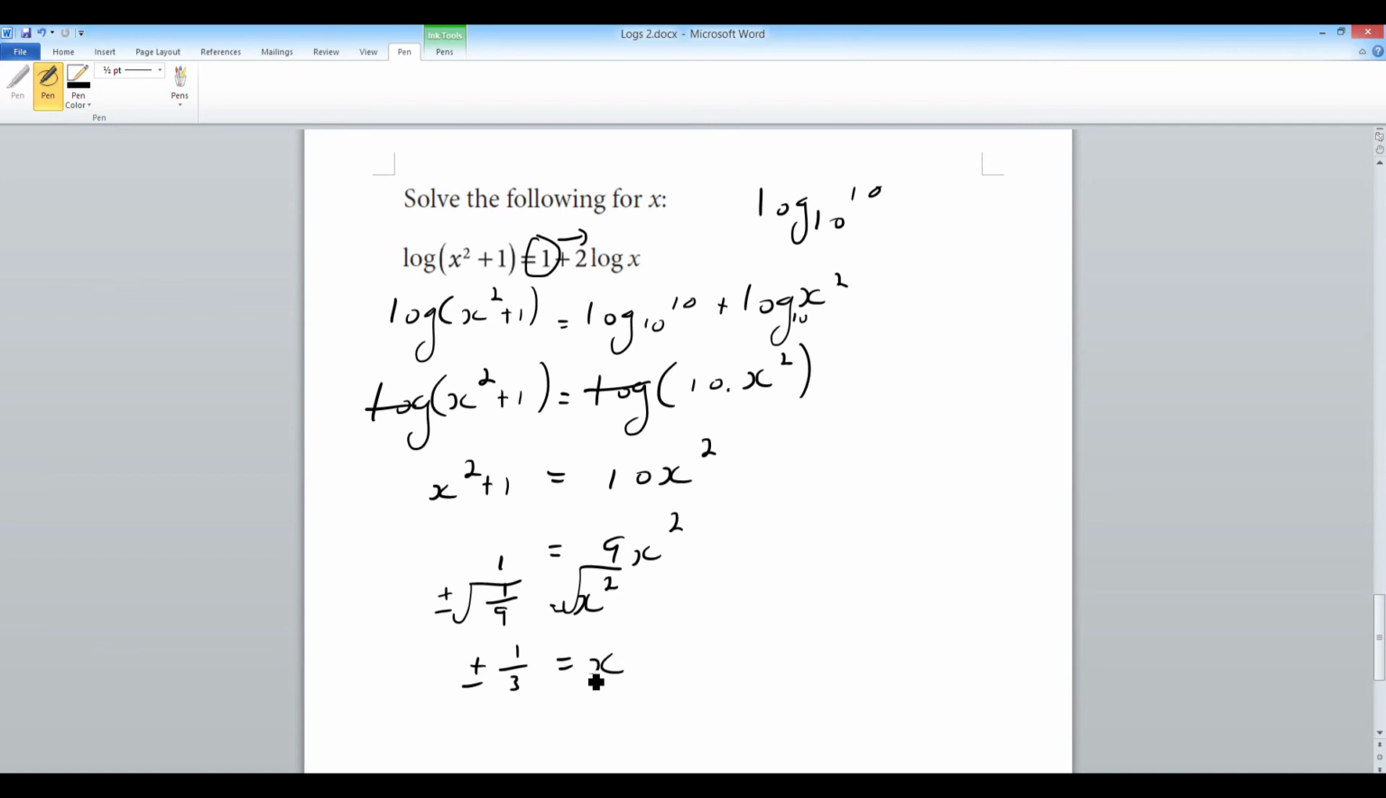But for logarithms, if I have here x is equal to minus 1 over 3 or x is equal to positive 1 over 3, I cannot have a negative log. So this is not a valid solution, and this is the only solution that will satisfy this equation. So if you have to solve for x, there is only one x value.